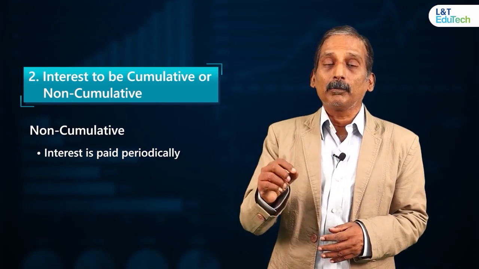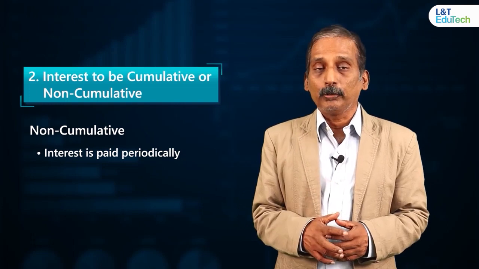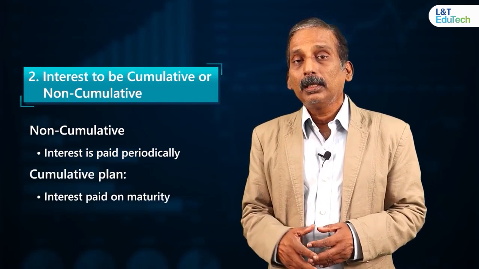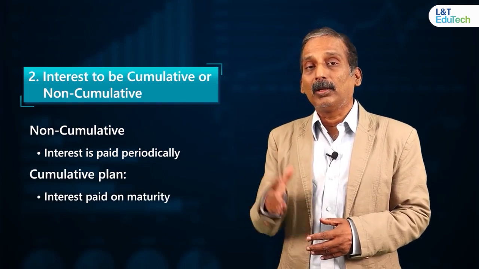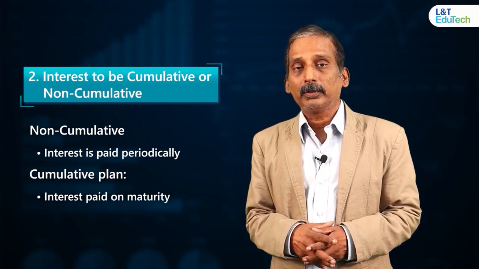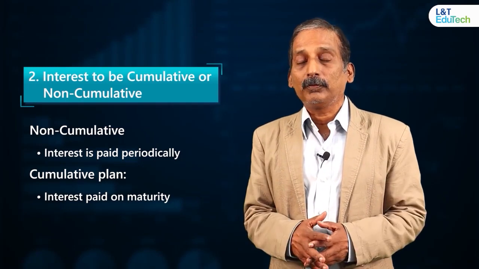So if you were normally under the non-cumulative plan, if you were being paid out every quarter, that interest amount will now get added to the principal and it will only get paid on maturity. The advantage of a cumulative plan is that you begin to earn interest on interest. The power of compounding that we talked about in one of our earlier modules, the arithmetic and compounding that you did in school will now begin to operate.